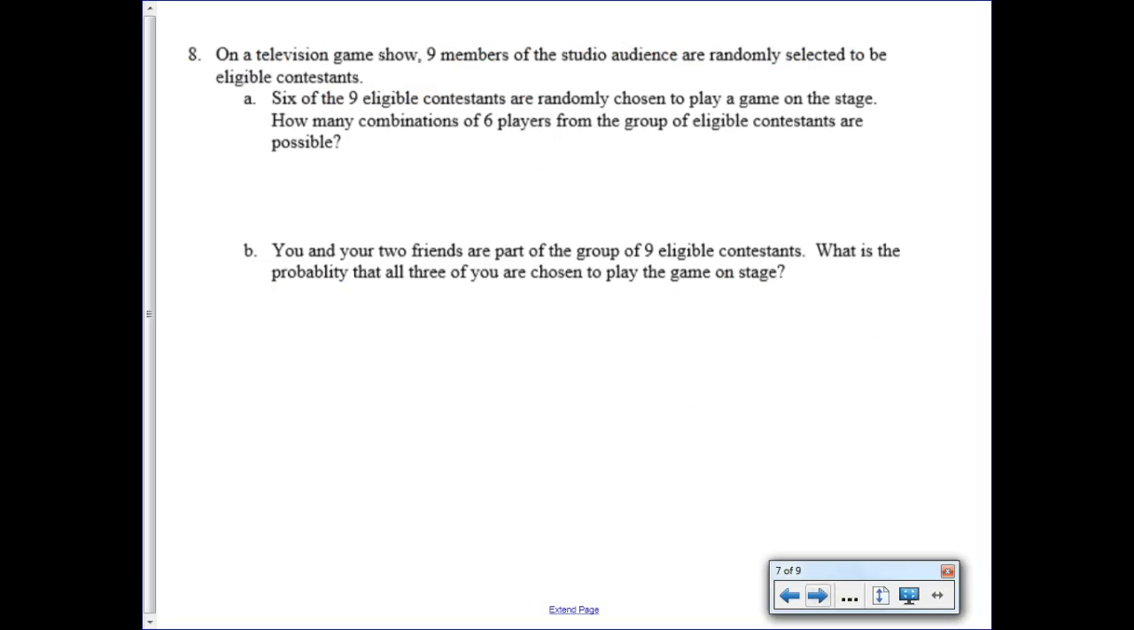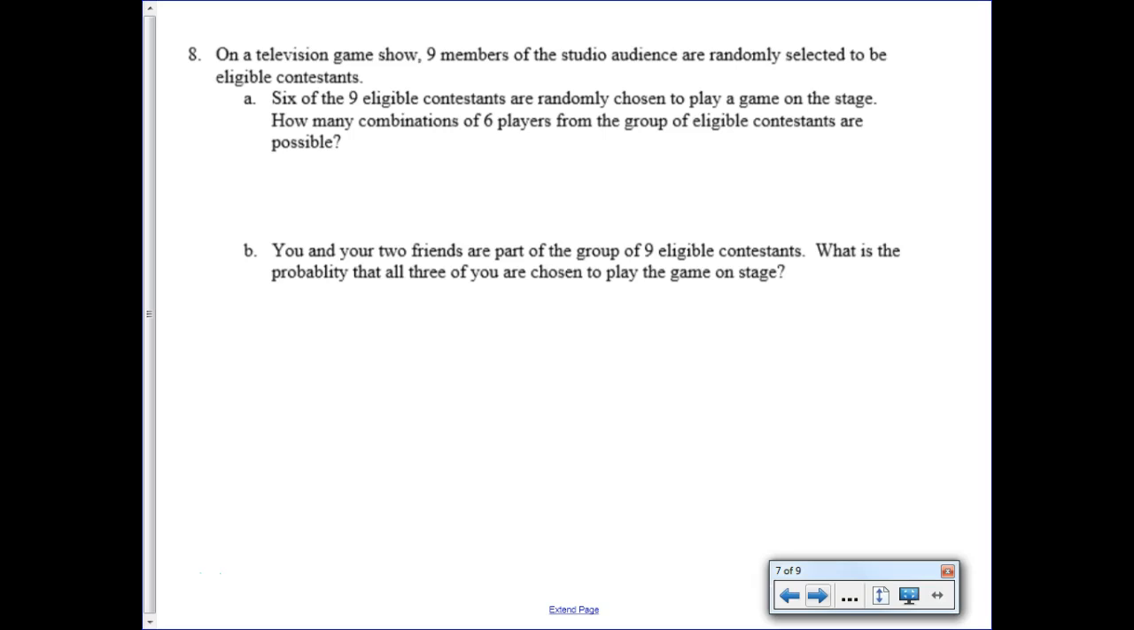Okay, a little more complex here. We are looking at a television game show. 9 members of the studio audience are randomly selected to be eligible contestants. 6 of the 9 eligible contestants are randomly chosen to play a game on the stage. How many combinations of 6 players from the group of eligible contestants are possible?